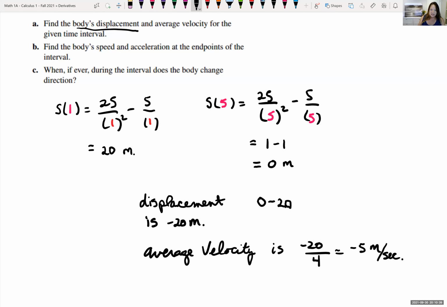So remember velocity, that didn't give us the speed. Well, it gave us the speed, but it gave us the direction. If this had asked me for the speed, I would look at the absolute value of that, and that would be 5 meters per second. But velocity is also telling me direction. In the negative, I'm going in the opposite direction.